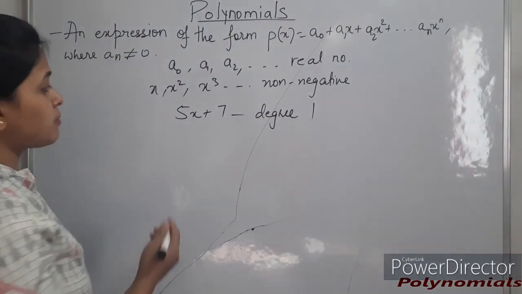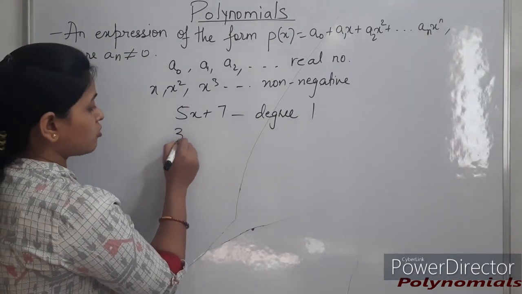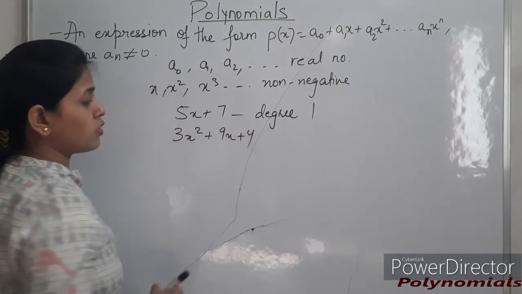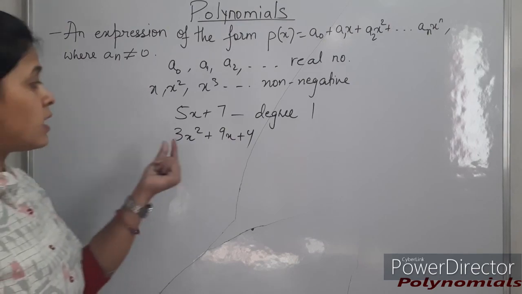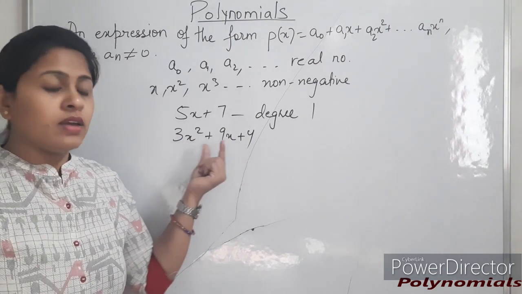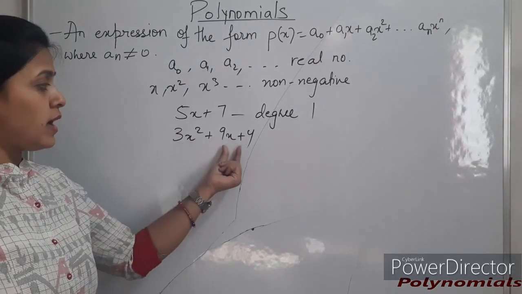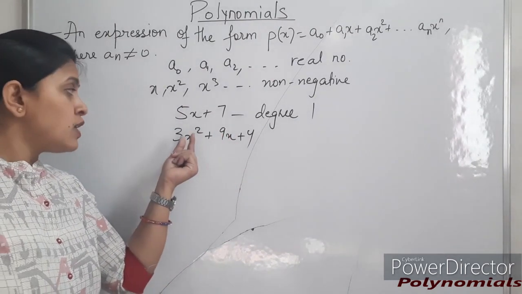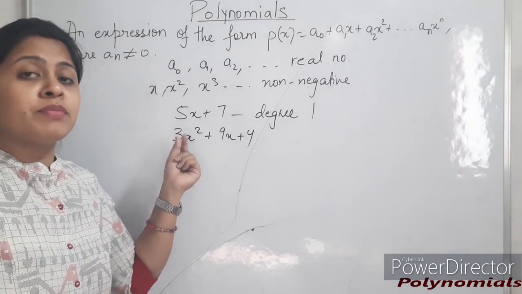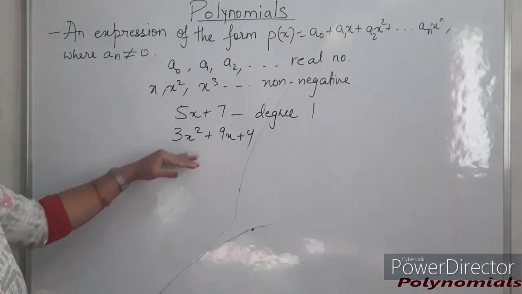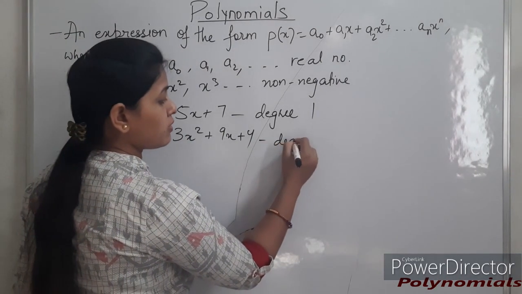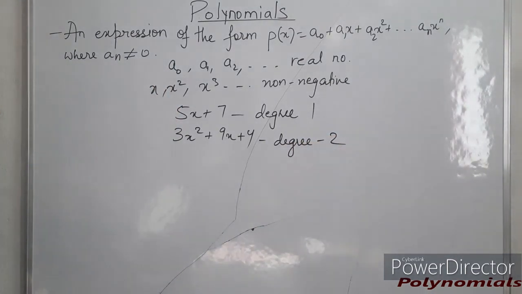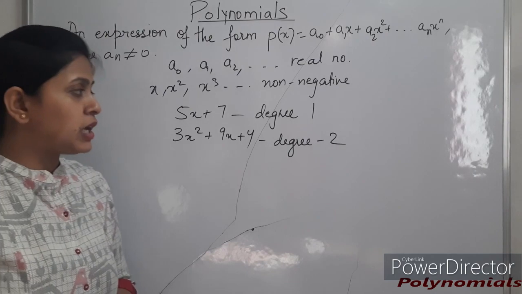Like, suppose I write 3x square plus 9x plus 4. Here you can see that there are 2 x terms in the given equation, and the power of one x is 1 and the other x is 2. So we take the greater power as the degree. So in this equation the degree of the polynomial will be 2. So these are the examples of polynomials.